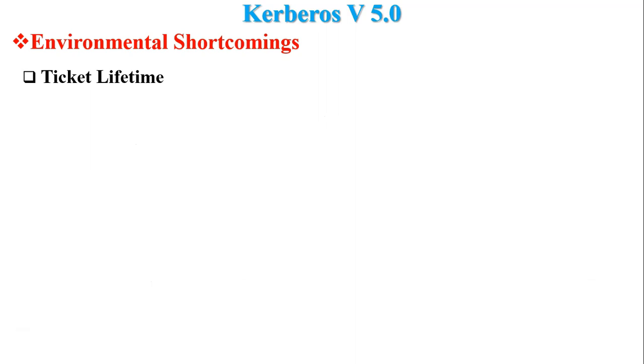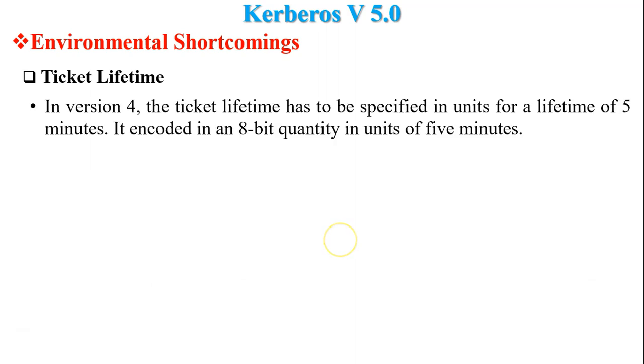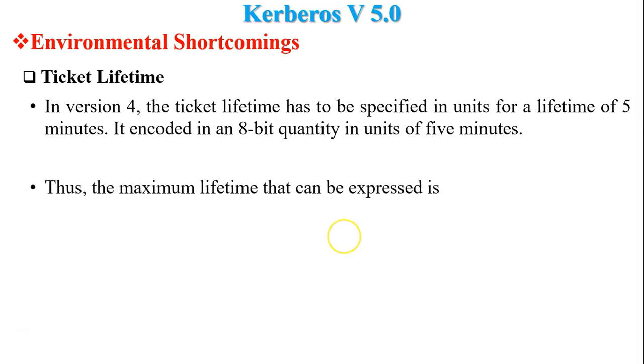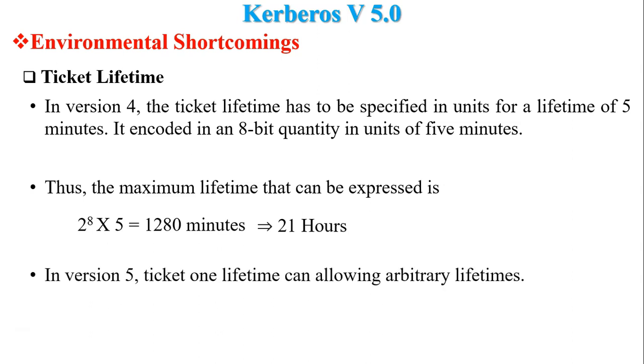Another environmental shortcoming is ticket lifetime. In version 4, lifetime is encoded in an 8-bit quantity in units of 5 minutes. So the maximum lifetime is 2 raised to 8 times 5, which is equal to 1280 minutes, around 21 hours. So here ticket lifetime is fixed in version 4, and it may be inadequate for some long applications. So this is the limitation of version 4. In Kerberos version 5, ticket lifetime allows arbitrary lifetimes. It means a ticket includes an explicit ticket start time and ticket end time. Also, a ticket renew option is available in Kerberos version 5.